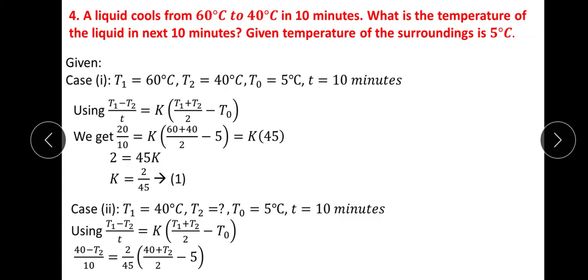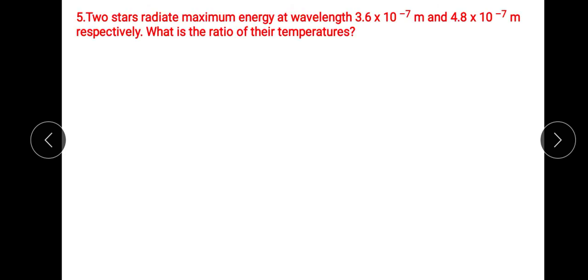Now if you substitute for T2 and finally calculate the values, you will have this step: (40 minus T2) by 10 is equal to (30 plus T2) by 5, and you can find the value of T2 as 27.27 degrees Celsius. Fine. Now we'll move on to the next problem and the last problem.